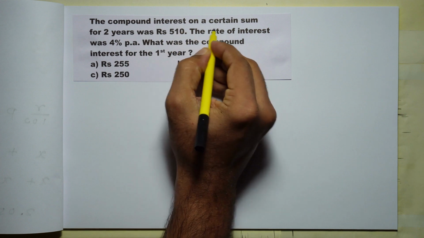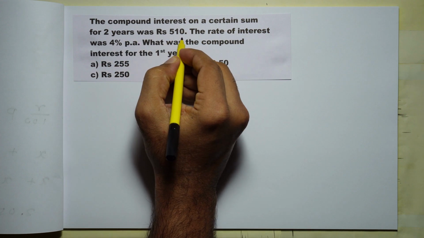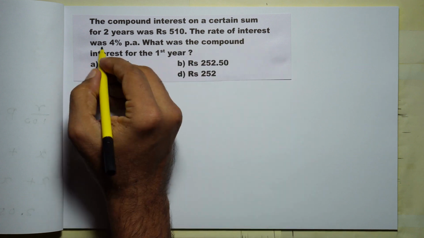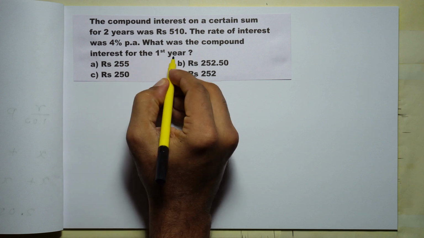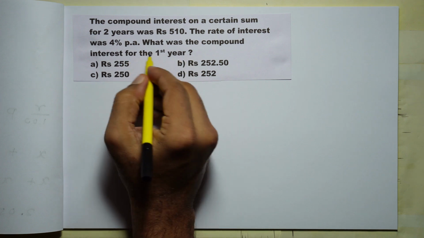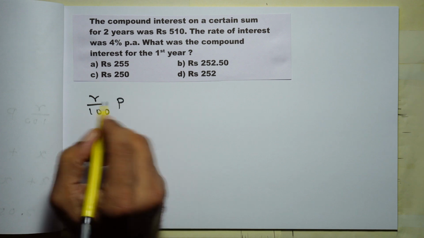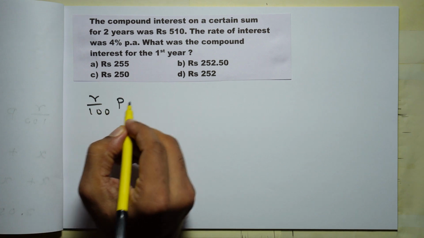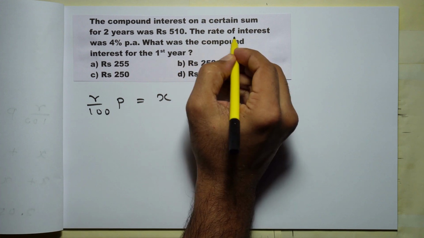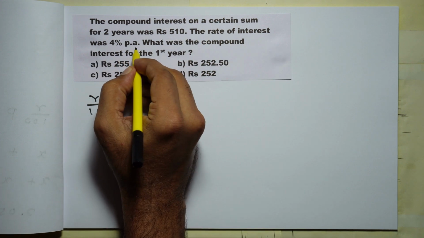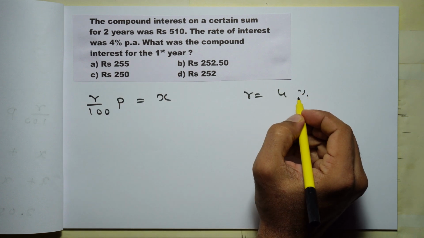The compound interest on a certain sum for 2 years was rupees 510. The rate of interest was 4% per year. What was the compound interest for the first year? Now compound interest for the first year you will get as R% of principal. Now this value, R% of principal, we will just assume to be X. Now here it is given the rate of interest was 4% per year. So R is 4% per year.